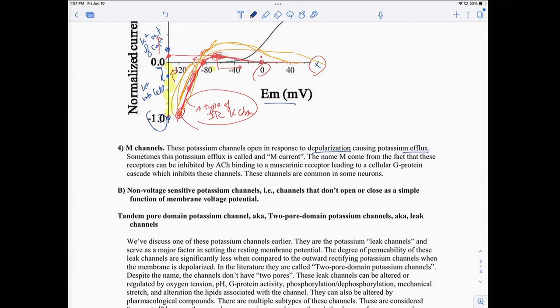But the curious thing about these M potassium channels is that they are going to be influenced by the activity of acetylcholine, when acetylcholine binds to a muscarinic receptor. The M is for muscarinic receptor, and we know a muscarinic receptor is a metabotropic receptor. It's not an ion channel in and of itself. So any potassium that flows through an M potassium channel is called the M current.